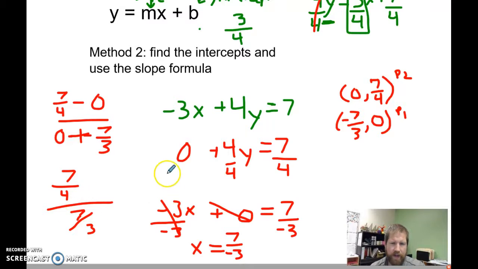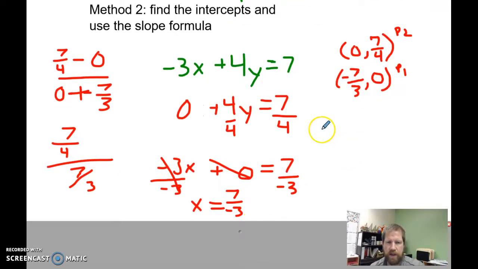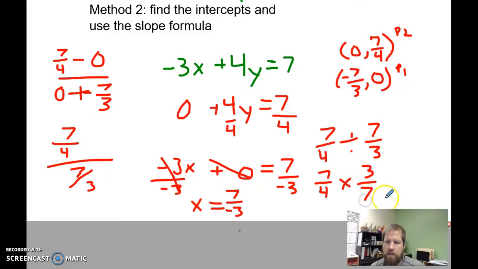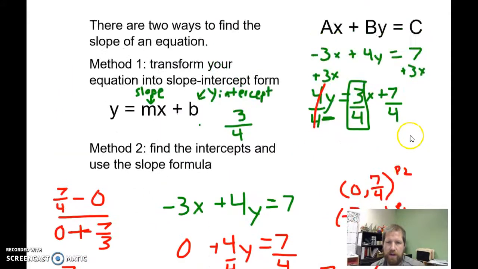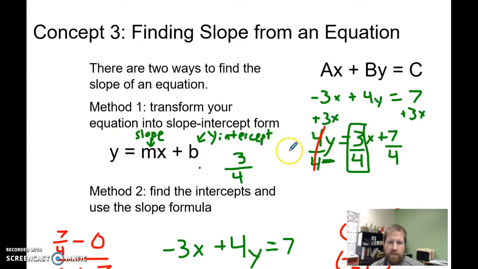Yeah, we can do that. We can take 7/4 divided by 7/3, and I'm sorry, I'm jumping all over the place. We've got a trick for that: keep, change, and flip. Now these can actually cancel, and I'm left with it equaling 3/4. This will work, but that was a lot of work. That was a lot of steps compared to using slope-intercept form.